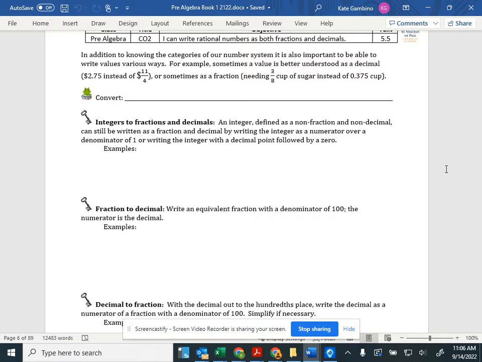So sometimes we need to be able to convert it from a decimal to a fraction or a fraction to a decimal. So to convert means you write a value a different way. So when you're converting it, it's the same value. You're just writing it in a different way. It's the same amount. It just looks different.